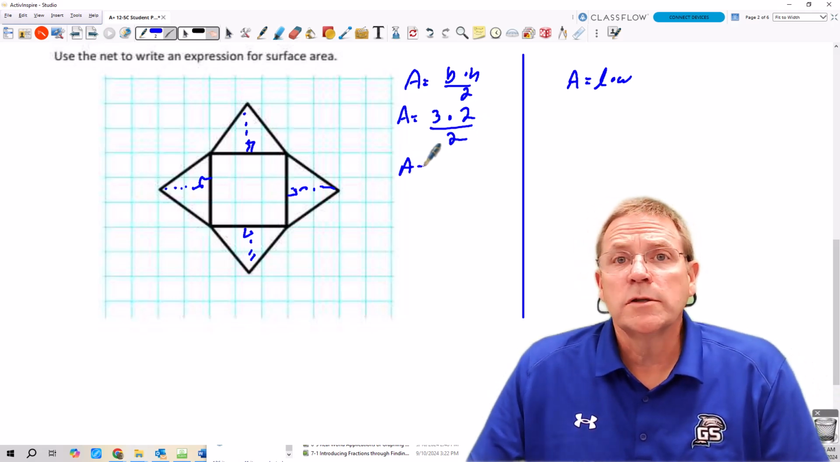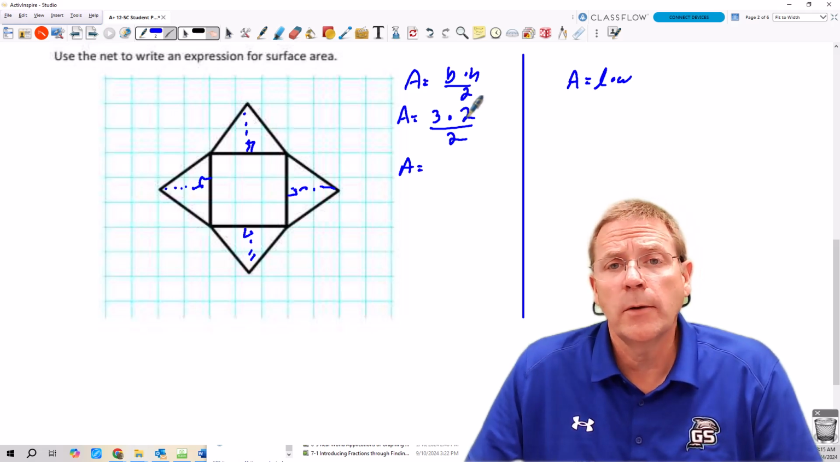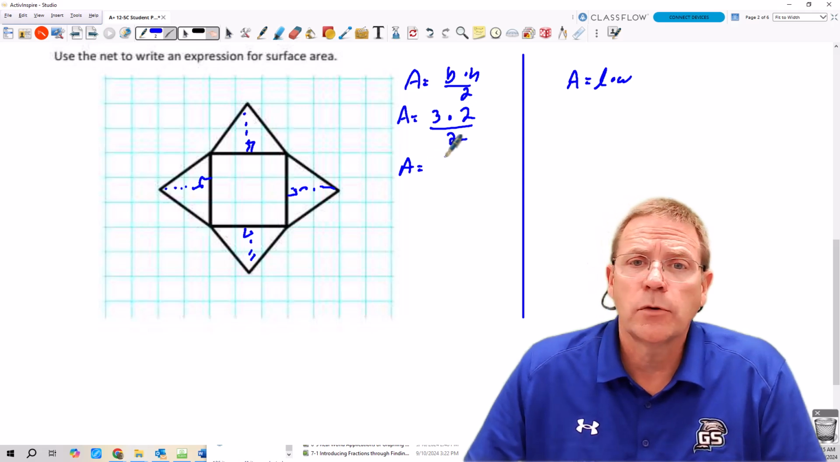Now I have choices at this point. I can do 3 times 2, I can do 3 divided by 2, not fun, or 2 divided by 2, which wouldn't be a bad way to do it. But this time I'm going to do 3 times 2, which is going to equal 6, divided by 2, so the area of all my triangles is going to be 3.